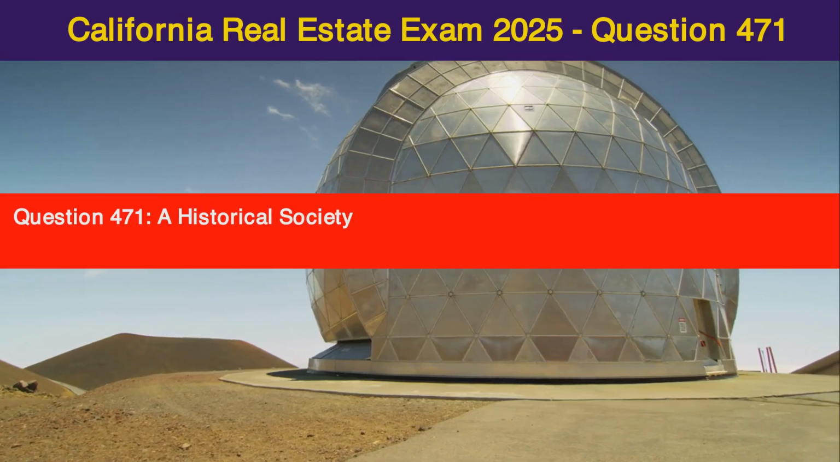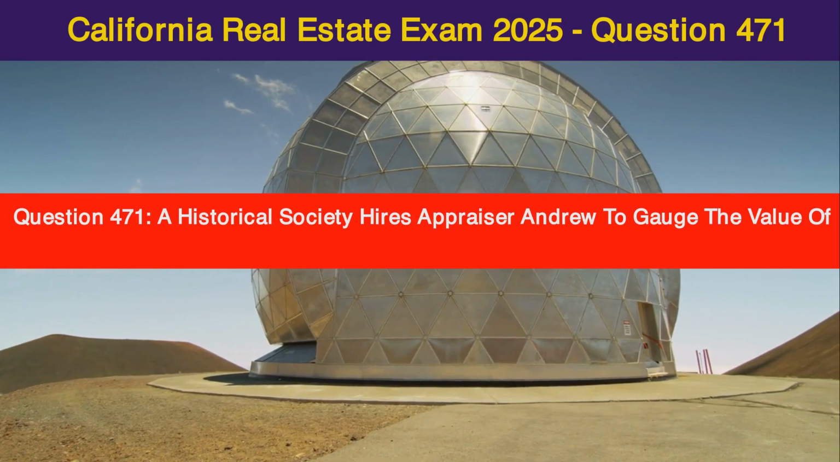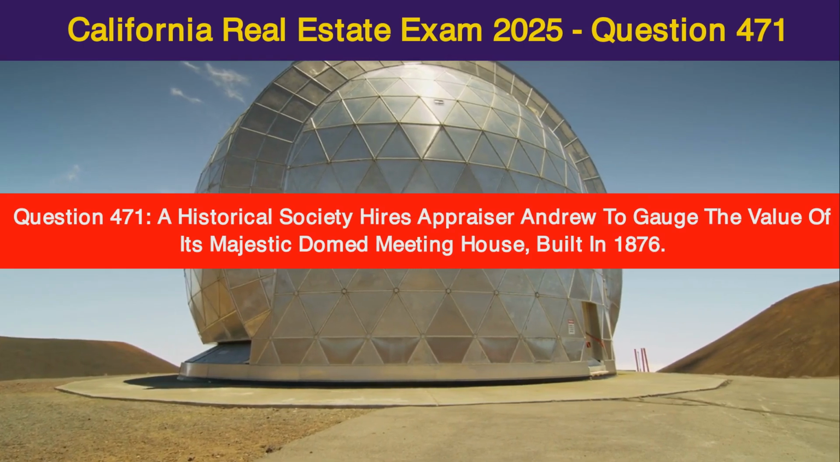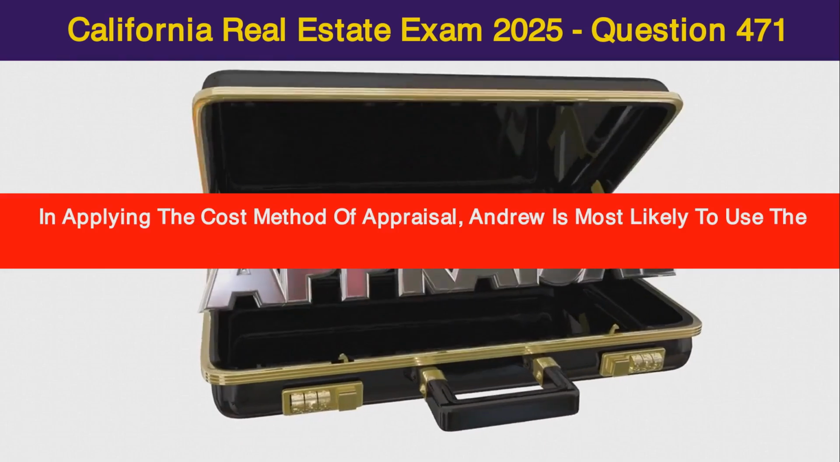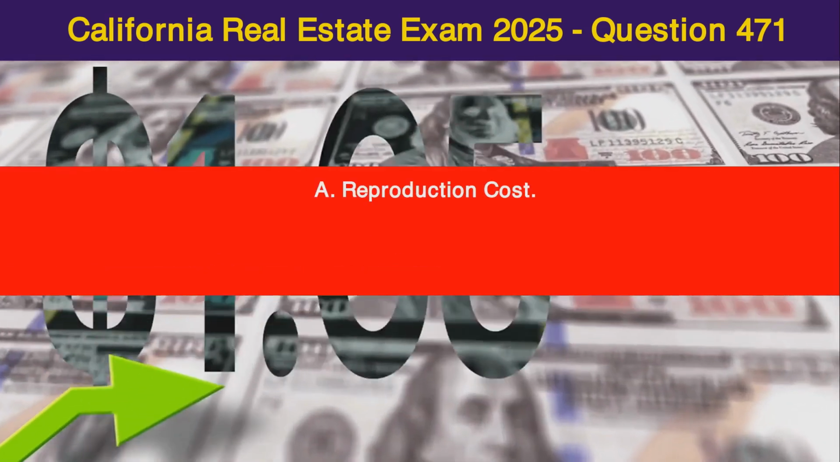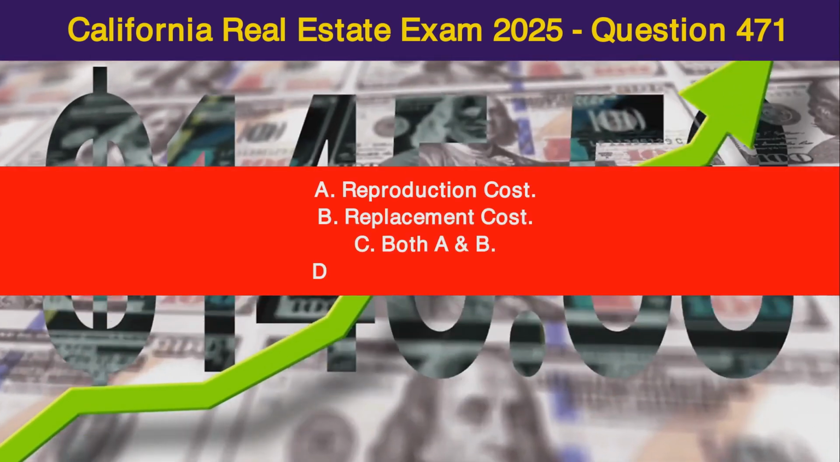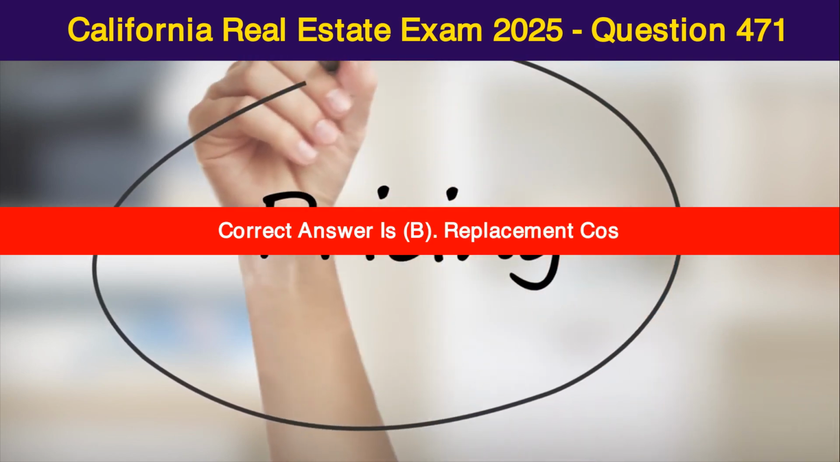Question 471. A historical society hires appraiser Andrew to gauge the value of its majestic domed meeting house, built in 1876. In applying the cost method of appraisal, Andrew is most likely to use the building's: A. Reproduction cost, B. Replacement cost, C. Both A and B, D. None of the above. Correct answer is B.